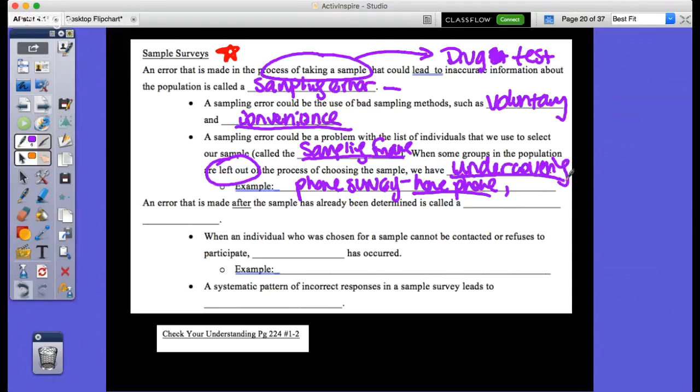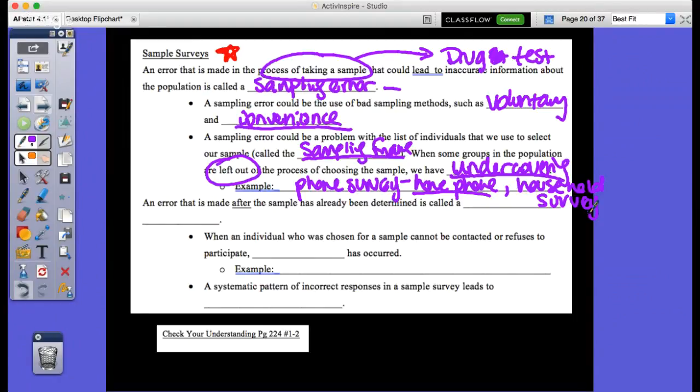Another example is a household survey. The problem with that is people who are homeless, right? Are they surveyed? They don't have a house. So if I come in and give a survey at your house and I'm just doing different individuals within the house, people are left out of this process of choosing. Therefore, we call that undercovering as well.